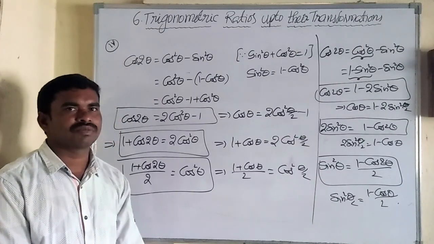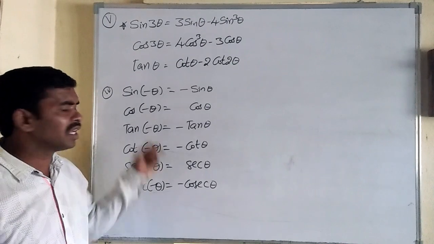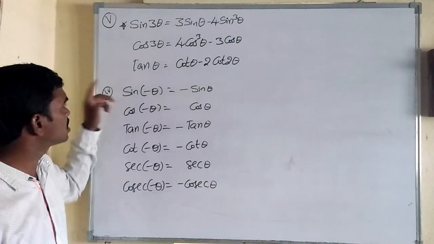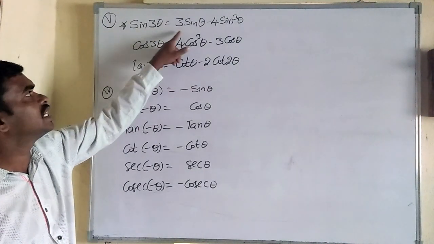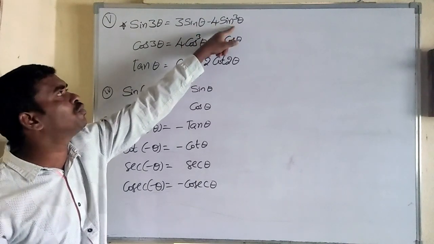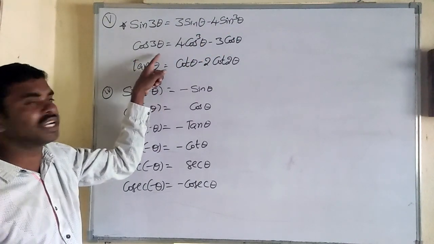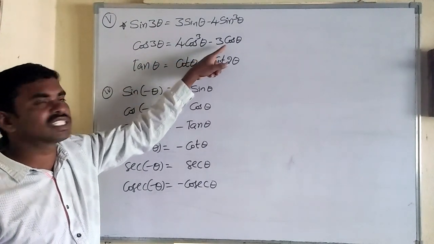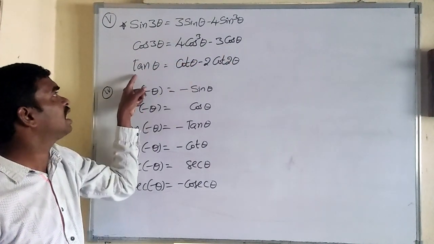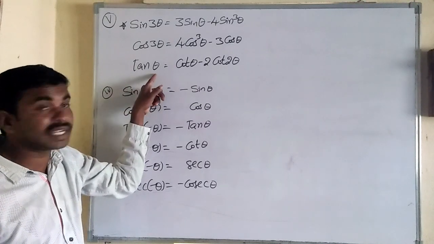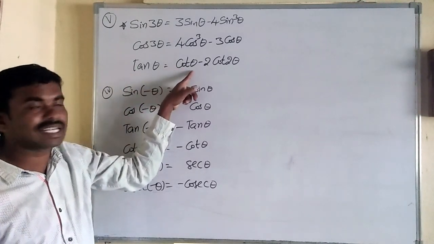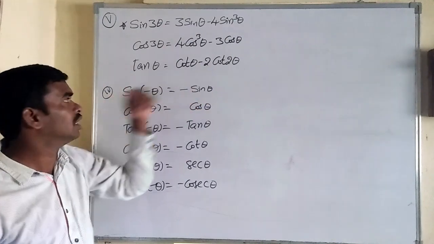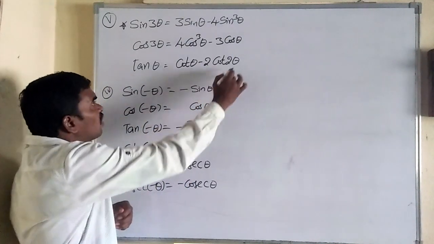Let us see the problems. The remaining last formulas are simple. Sin 3 theta is 3 sin theta minus 4 sin cube theta. Next, cos 3 theta is equal to 4 cos cube theta minus 3 cos theta. Next, tan theta is equal to cot theta minus 2 cot 2 theta. This is used in only one problem.